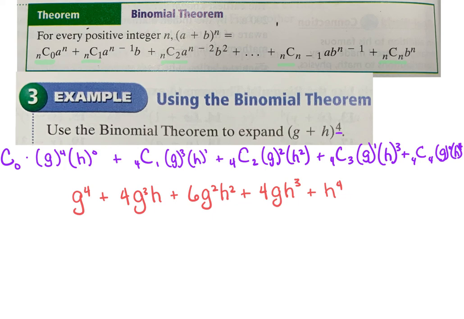And so especially when you're doing higher ones, like the one that y'all are going to do is to the 9th power, to use Pascal's triangle, you'd literally have to draw out 10 rows of Pascal's triangle. And so using the combination is going to be a little bit faster than creating Pascal's triangle. So go ahead and try check understanding number 3.